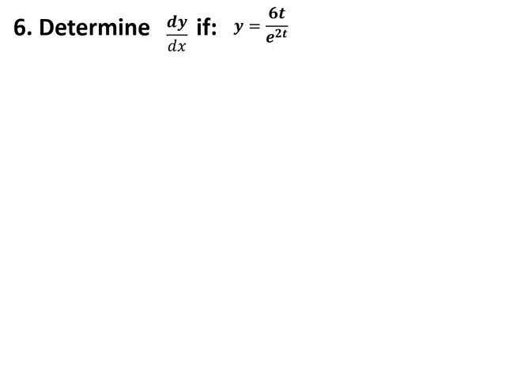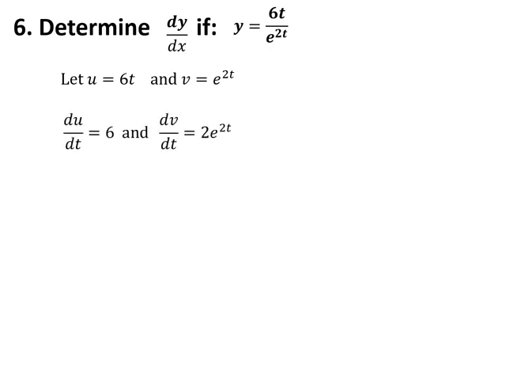Question 6 will be my last problem for the day. Right, I want you to see that this is a problem that can be solved using the quotient rule. Your numerator is your u, your denominator is your v. Then you differentiate them, but this is with respect to t. So we have to write du over dt and dv over dt. Those are your derivatives of u and v respectively.